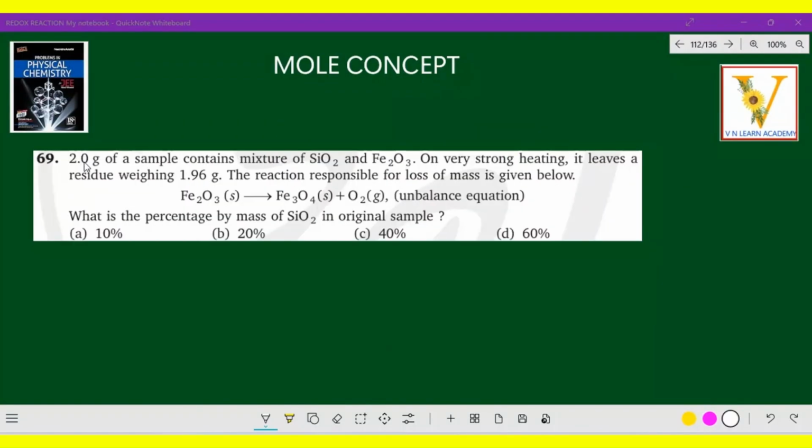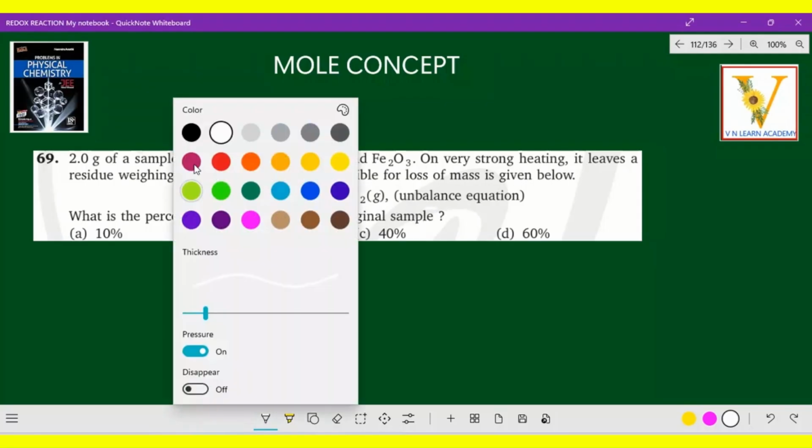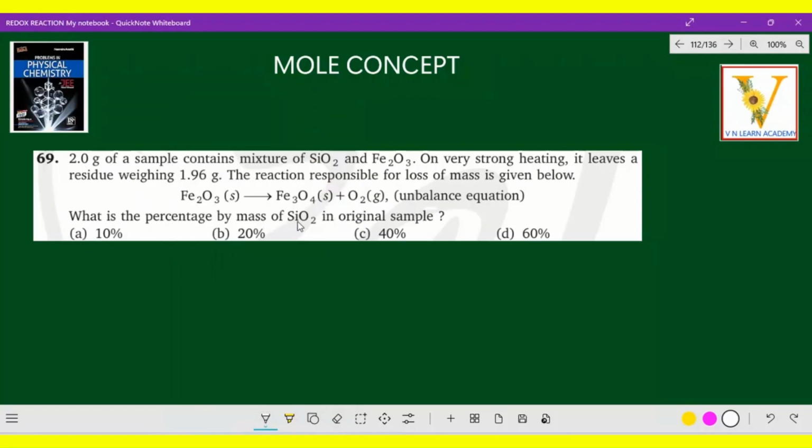Come on. 2.0 gram of sample contains a mixture of SiO2 and Fe2O3. On very strong heating, it leaves a residue weighing 1.96 gram. The reaction responsible for loss of mass is given below: Fe2O3 solid can provide Fe3O4 solid plus oxygen. It is actually unbalanced, they mentioned. Now, what is the percentage by mass of silicon dioxide in the original sample?